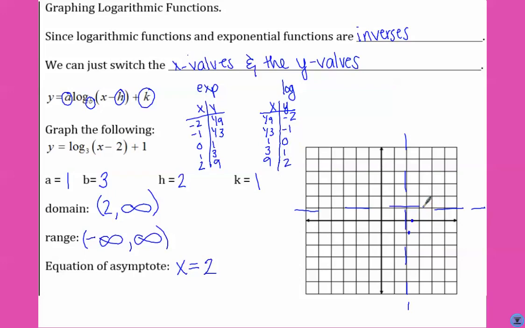over 1 up 0, over 3 up 1, and over 9 up 2 is not going to fit, so we'll just leave it like that. Remember, you can cross this because this is not the asymptote this time. On your vertical asymptote, just be as close as possible and try not to touch it.